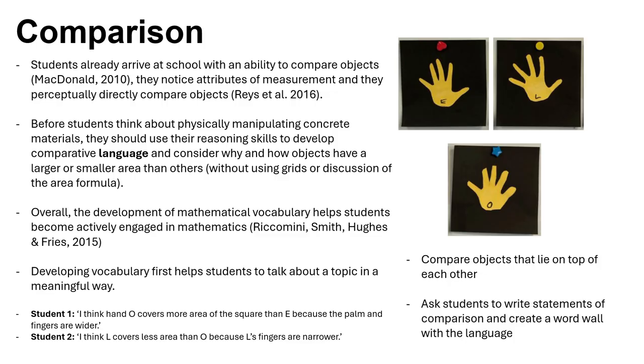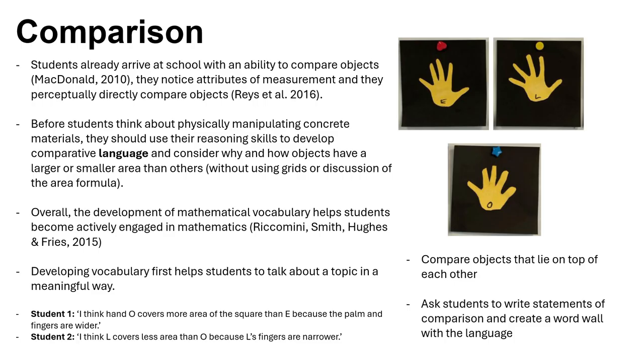So first port of call is looking at comparison. Students already arrive at school with an ability to compare objects. They notice attributes of measurement and they perceptually directly compare objects. Before students think about physically manipulating concrete materials, they should use their reasoning skills to develop comparative language and consider why and how objects have a larger or smaller area than others without using grids or discussing the area formula. Overall, the development of mathematical vocab helps students become actively engaged in mathematics. Developing vocab first helps students to talk about a topic in a meaningful way.